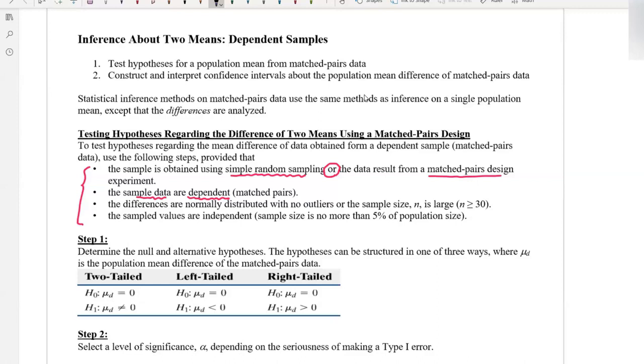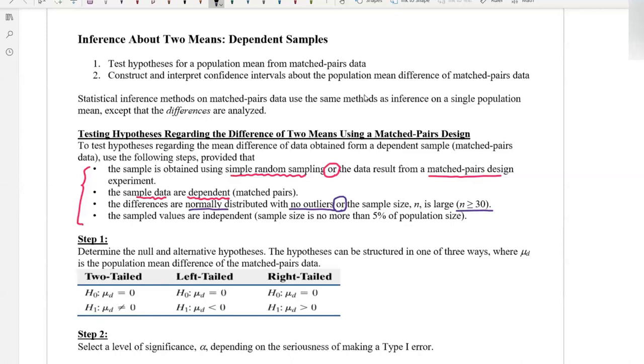The third one, differences are normally distributed. So here again we have normal distribution, and we had this part before, that when we have normally distributed, meaning that we do not have outliers, and also our sample size is greater than or equal to 30. So we have or in between. So you should have either a large sample size or normal distribution with no outliers. We should have one of these two.